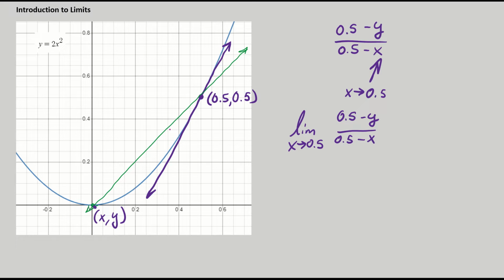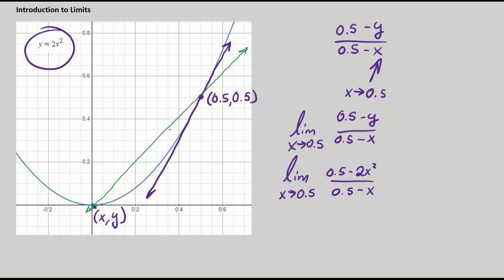How does this help us? Well, I do have an x and I have a y. Now that y we can actually deal with, because if you've had experience with math, you know that you don't really want two different variables in your equation. It makes it harder to solve. Well, we know what y equals, it equals 2x squared. And so we mess with this again. We have the limit as x approaches 0.5 of 0.5 minus 2x squared over 0.5 minus x.